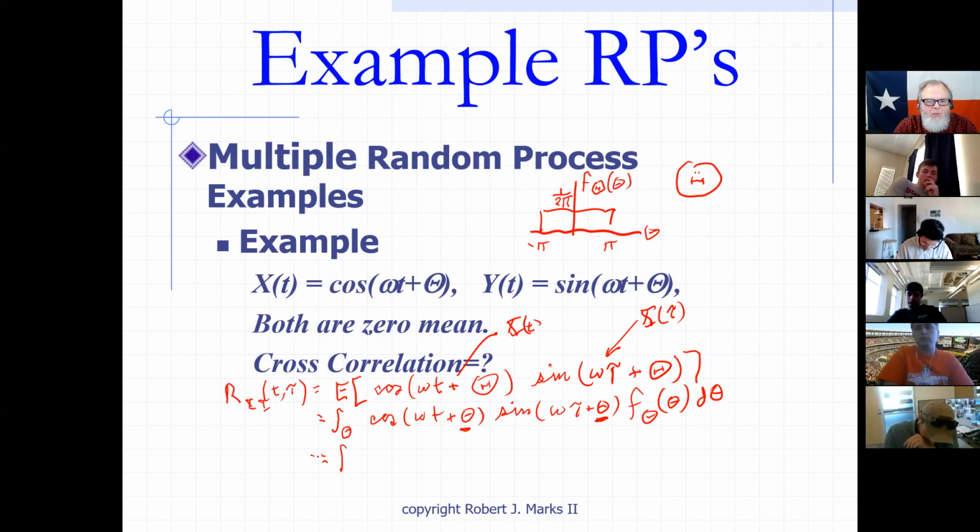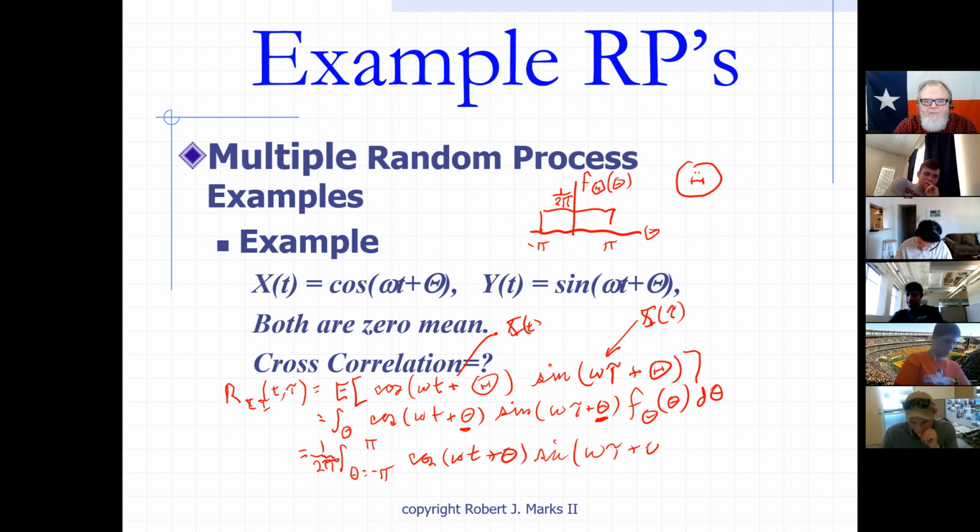Well, first of all, we have to put the 1 over 2 pi out front, so let's do that. Times the integral from theta equals minus pi to pi of the cosine of omega t plus theta times the sine of omega tau plus theta d theta. So under the assumption of uniformity of the random variable theta, this is the result that we would get.